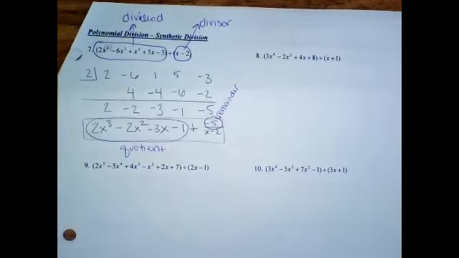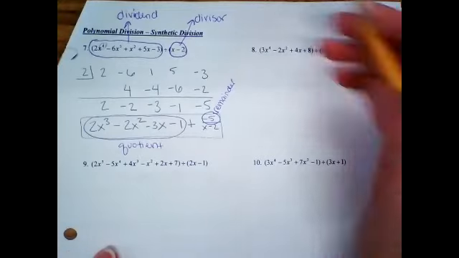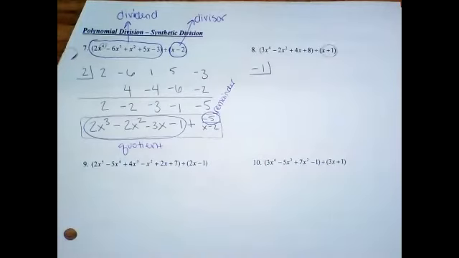So let's try another one. Again, this is just a drill and practice thing. Once you get the hang of it, I'm not joking, you will be able to just churn these out because it's multiply, add, multiply, add. First thing, what number is going to go in the little box off to the side? It's whatever makes the divisor 0. So what will make this 0? Put -1 in a little box.